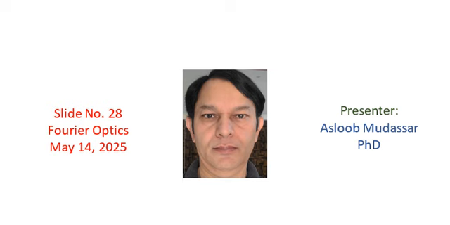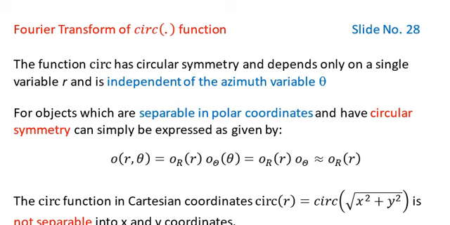This is slide number 28 and I am your presenter Asloob Mudassar. Before that we have discussed the Fourier transform of the rectangular function, abbreviated as the rect function. Now we are going to calculate the Fourier transform of the circular function, which is abbreviated as the circ function.